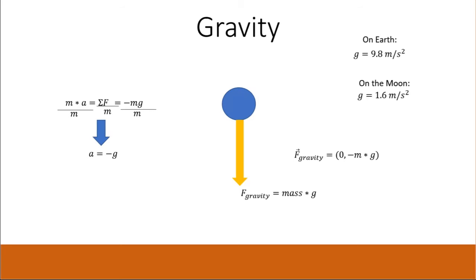The mass of the object does not play a role at all in the acceleration it feels due to gravity. This means that if I have a very heavy object and a very light object, they will fall at the same exact rate. Now, let's look at another example.